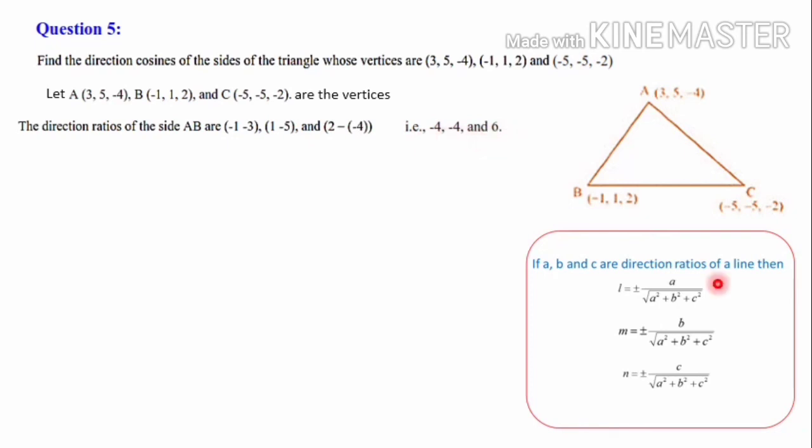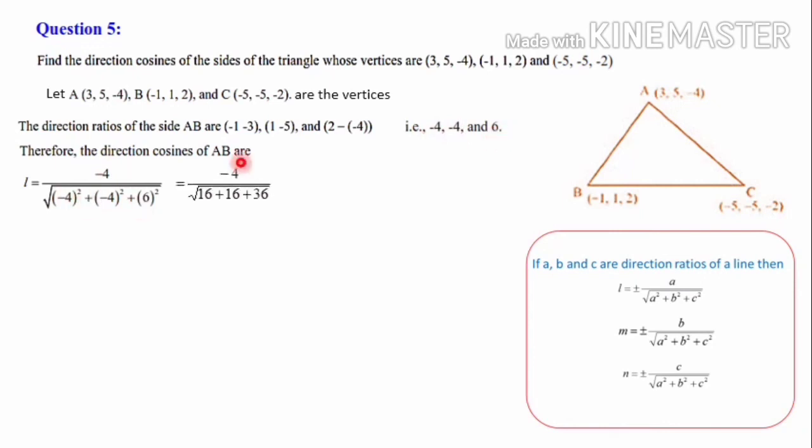Now we have a, b and c, the direction ratios. Now we have to use the l, m, n formulas to calculate the direction cosines. So for AB, l is equal to a by root of a square plus b square plus c square. Here a is -4. So -4 divided by root of (-4) square plus (-4) square plus 6 square. The calculation: (-4) square is 16, again (-4) square is 16, and 6 square is 36. When you add these three terms, you get root 68, so it is -4 divided by root 68.